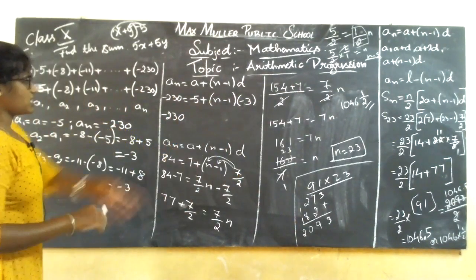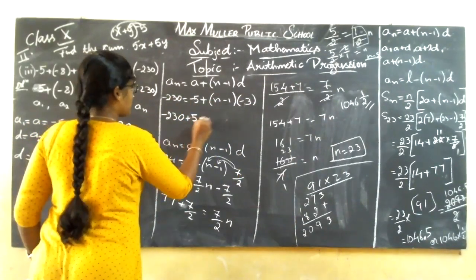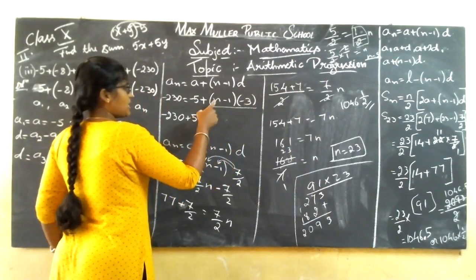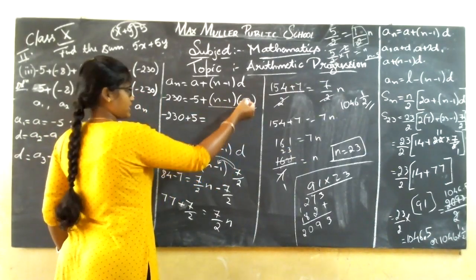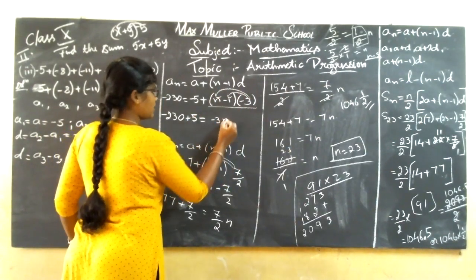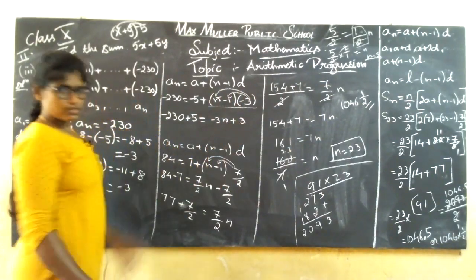Shall I take this minus 5 this side? If I take minus 5, it becomes plus 5, which is equal to, now you will be left with only these values, that is n minus 1 into minus 3. Let me multiply it inside. So what do you get? Minus 3n, minus of minuses, plus 3. This is the value you get.